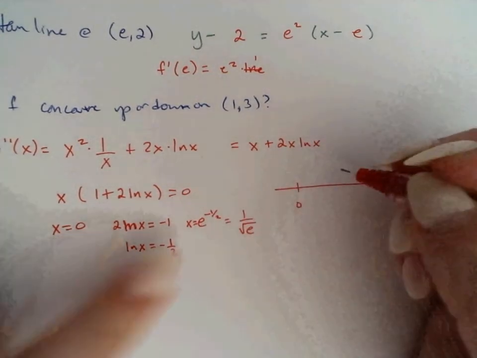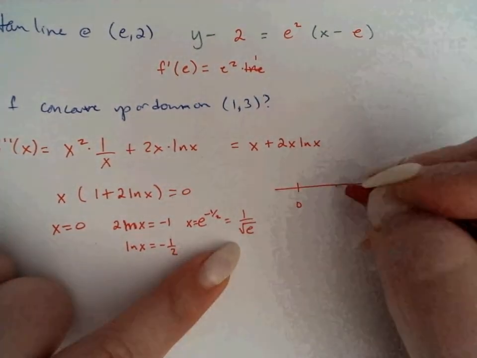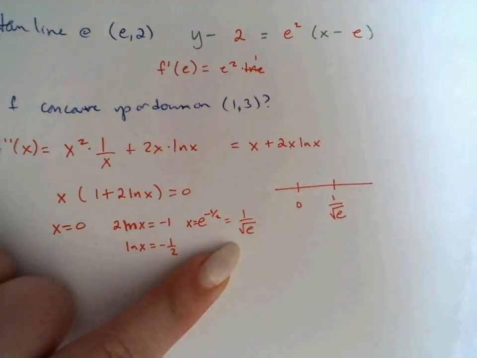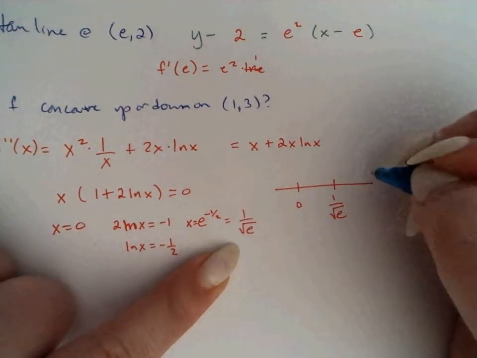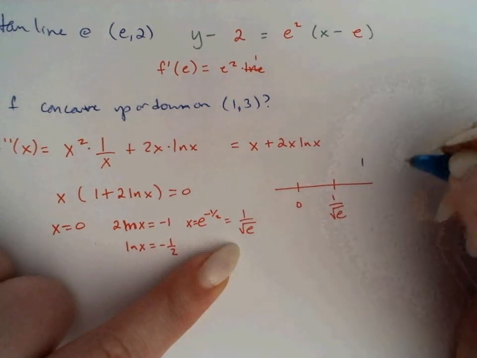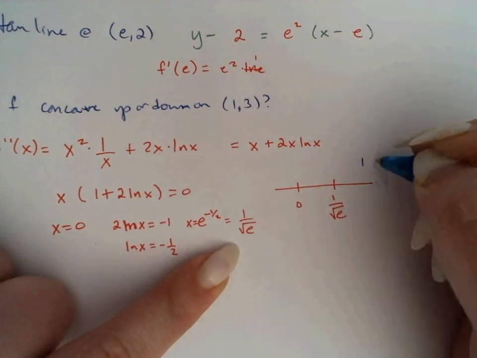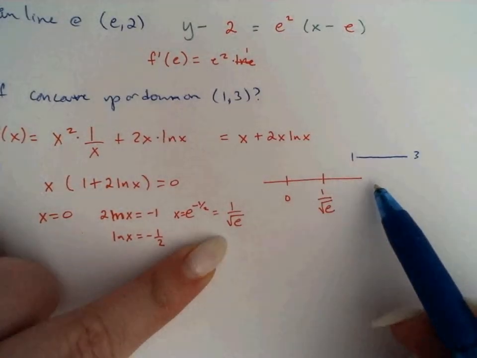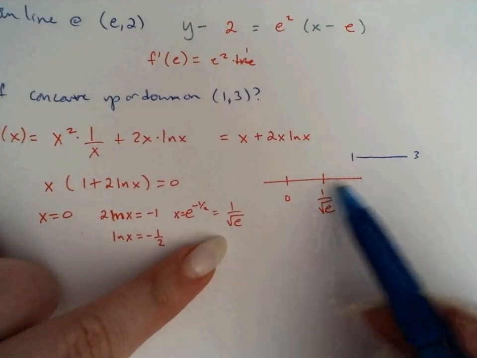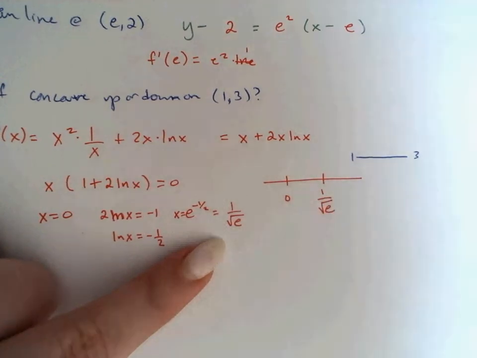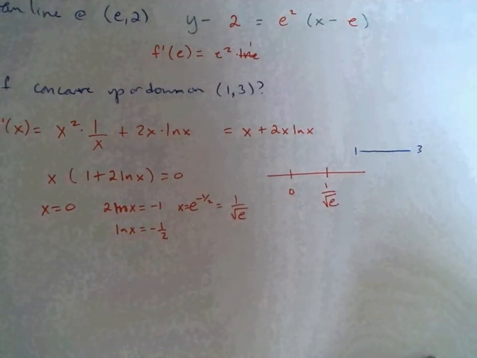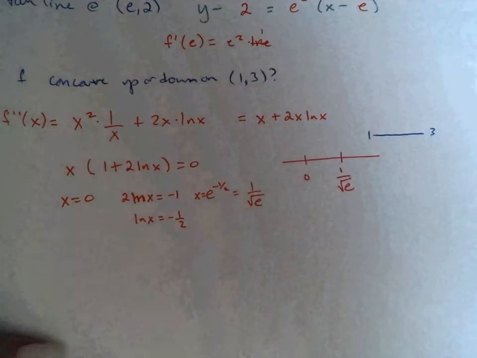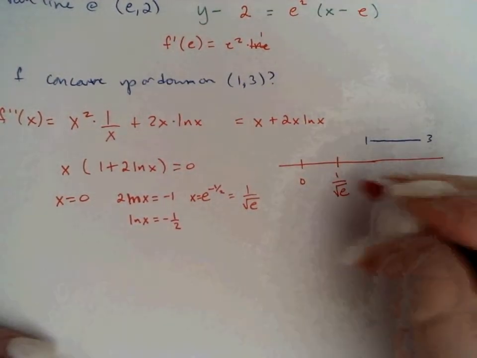I find that my possible POIs are 0 and 1 divided by the square root of e, which is less than 1. Right? And our question is, are we concave up or concave down from 1 to 3? So this is the span which we're interested in. So really I just need to know what my second derivative sign is after these points over here. So that's kind of cute. But at least I know that it's not going to change on the interval from 1 to 3, although that was kind of implied in their question.